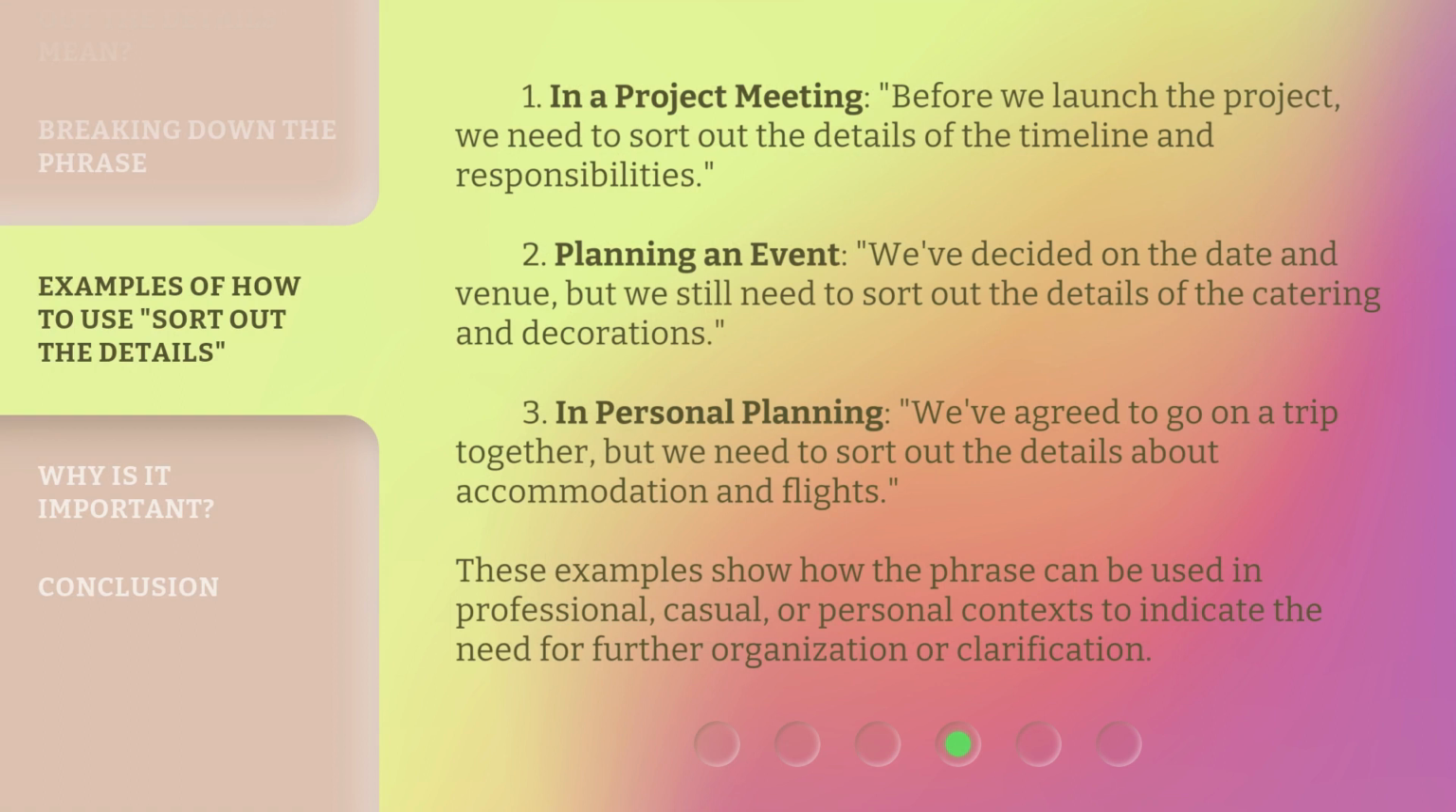1. In a project meeting: before we launch the project, we need to sort out the details of the timeline and responsibilities. 2. Planning an event: we've decided on the date and venue, but we still need to sort out the details of the catering and decorations. 3. In personal planning: we've agreed to go on a trip together, but we need to sort out the details about accommodation and flights.